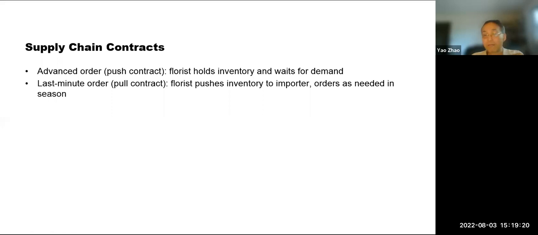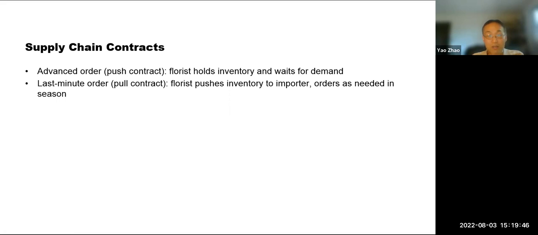Or if you only have the second order but no first order, you could set X1 equal to 0, and that will be the pull contract, the last minute order. The florist essentially pushes inventory back to the importers and orders only as needed during the season. So there will be only a second order.